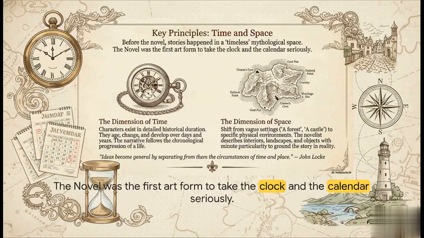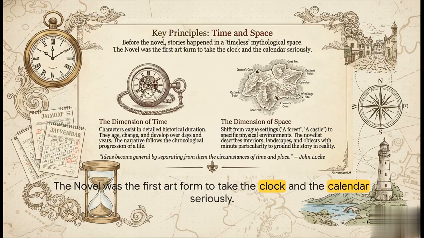And this right here is one of my favorite pieces of evidence. The novel's obsession with time and space. Before this, stories took place in this vague, once-upon-a-time land. But the novel was the first art form to take the clock and the calendar dead seriously. Characters have birthdays, they age over months and years. And space becomes totally specific.